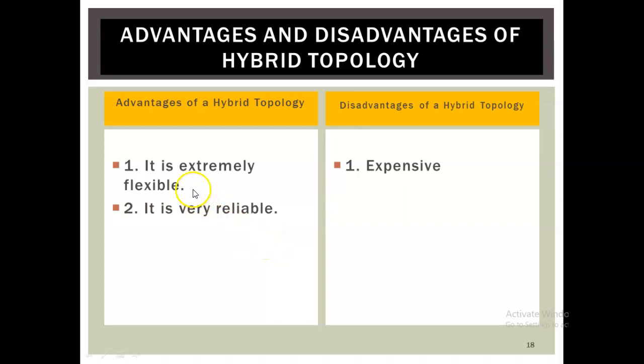Advantages. It is extremely flexible because the various advantages of each topology put together make it more flexible and very reliable. It is expensive in the sense that we will need a lot of cabling, a lot of repeaters, hubs and switches to enable the networking of the various types of topology put together to make this hybrid topology.